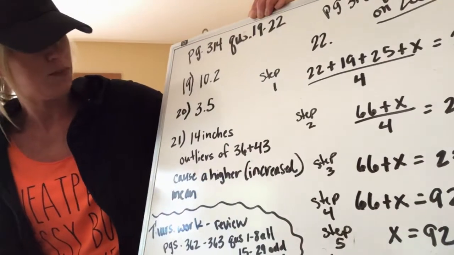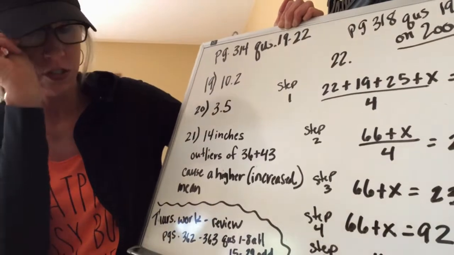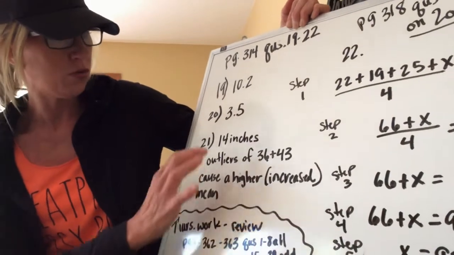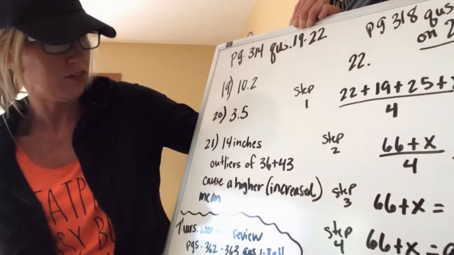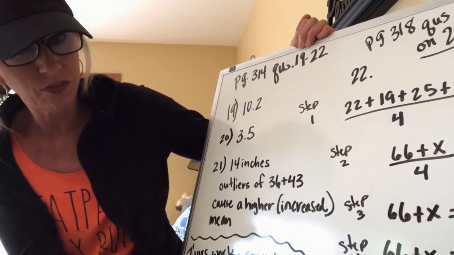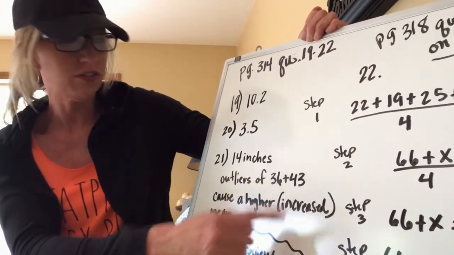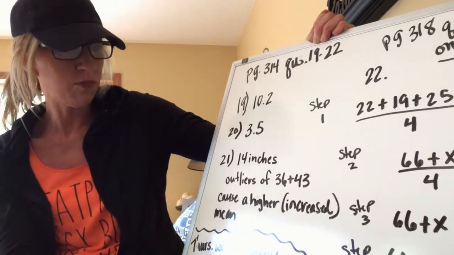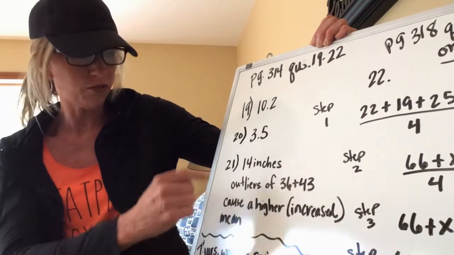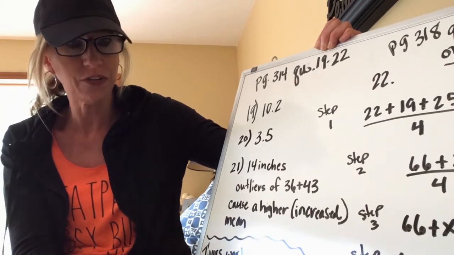Okay, then going down to number 21, there were two parts to that. On 21, you were actually looking for the mean amount of rain to the nearest inch. So you should have rounded it to 14 inches. And then if you looked at the rainfall, there were some really small amounts of rain, but because of some outliers of 36 and 43, it caused your mean to be higher. It increased your mean. So the second part to that question would be outliers of 36 and 43 cause a higher, increased mean compared to what you were seeing there.